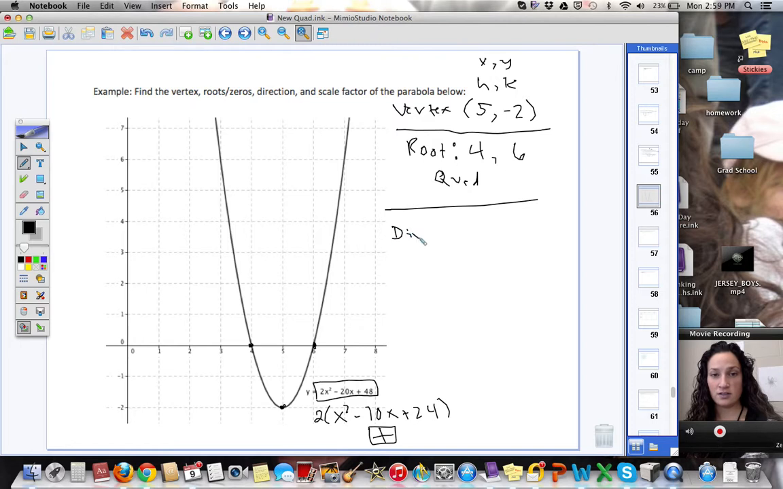My direction: is it opening up or down? And I can see that it's opening up.